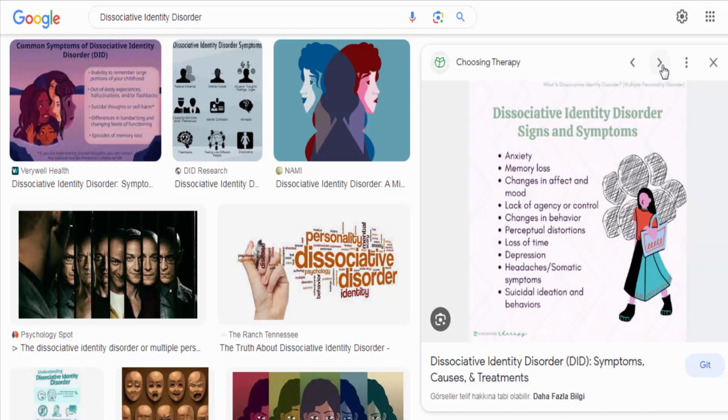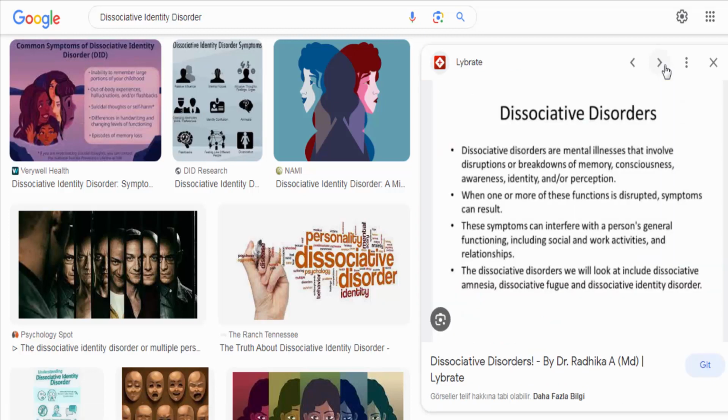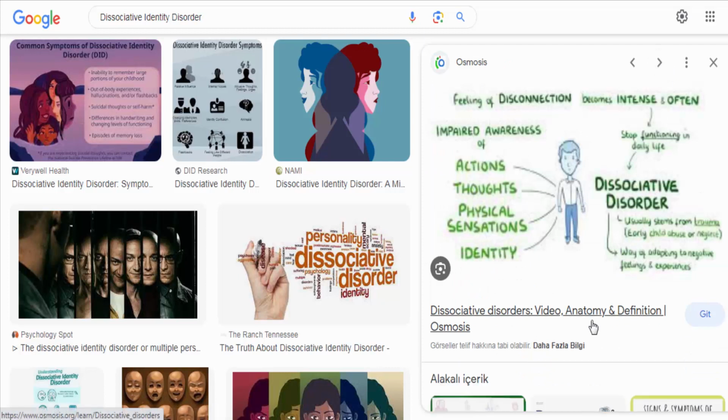The development of DID is often linked to a history of severe and prolonged trauma, particularly during childhood, such as physical, sexual, or emotional abuse. The disorder is considered a coping mechanism or defense mechanism in response to overwhelming or traumatic experiences.